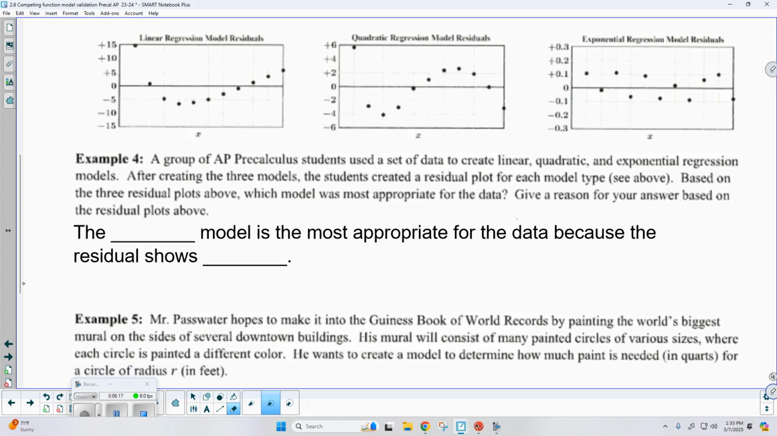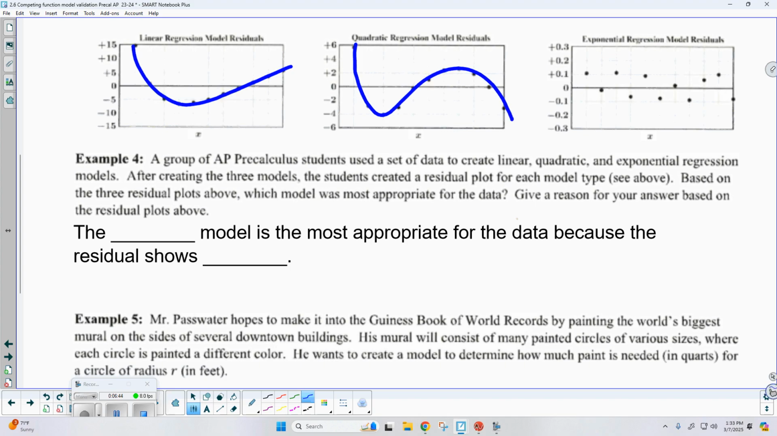Linear. Is there any clear pattern there? What do you think? Does it appear to be random? Is there a pattern? There's definitely a pattern. I can easily put a smooth curve through these points here. So it's not linear. Let's take a look at quadratic. What do you think? Pattern or no? Yeah, there's a definite pattern. In fact, it almost looks to me to be a polynomial.